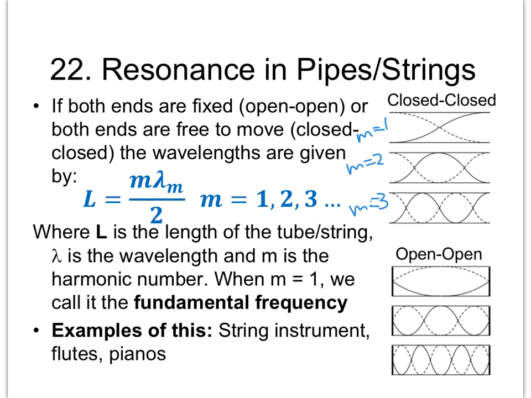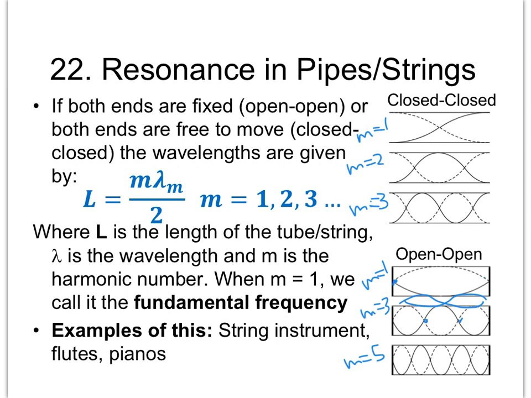Same thing for the open-open situation. Once again, we have the first. These ones actually shown skip some. This is the third and the fifth harmonic, and the reason I know that is we go right from both ends fixed to a situation where we have 1, 2 nodes in the middle. So we actually skipped one that would look like this. And same thing going to the last one. But this would be how we ultimately are able to calculate which wavelengths create resonance.